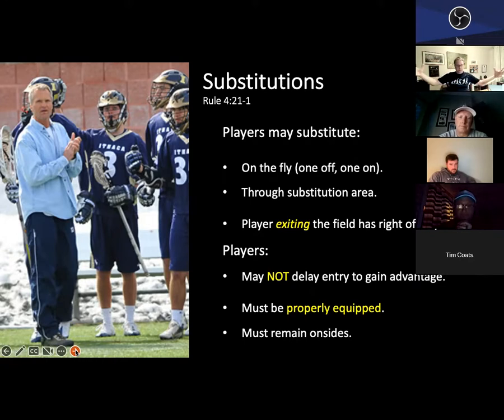Again, remember last year it was 20 yards. Now it's going to be a 10-yard area. Player exiting the field has the right of way. So if a guy's running right for the corner because he wants to take the right angle, if a player is blocking that, that can be interference. A player coming off the field has the right of way. Players cannot delay entry to gain advantage. We'll talk about that. Players have to be properly equipped and must remain on sides. So if you run onto the offensive side of the field, I'm now counting you as player number one.